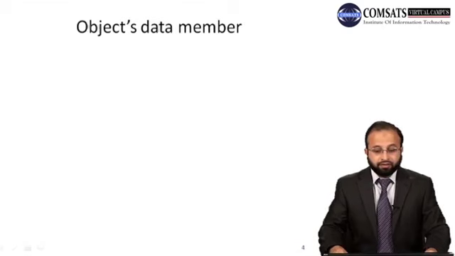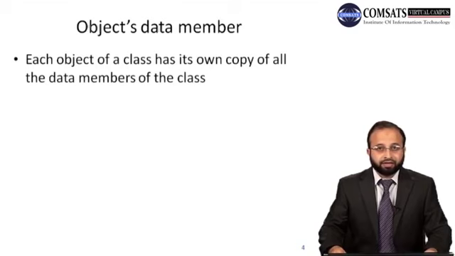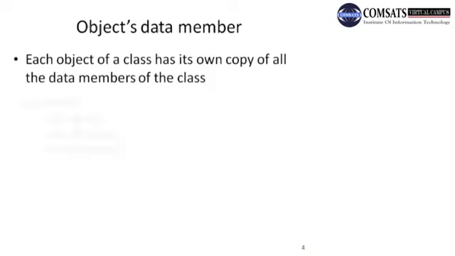So let's see the object's data members. What happens when we create an object of any class? Each object of a class has its own copy of all the data members of that class, right? So we write the definition of the class, then we mention that these are the private data members of that class and these are the public functions. And then when we create multiple objects of that class, each object contains a copy of its own data members while the functions are shared.